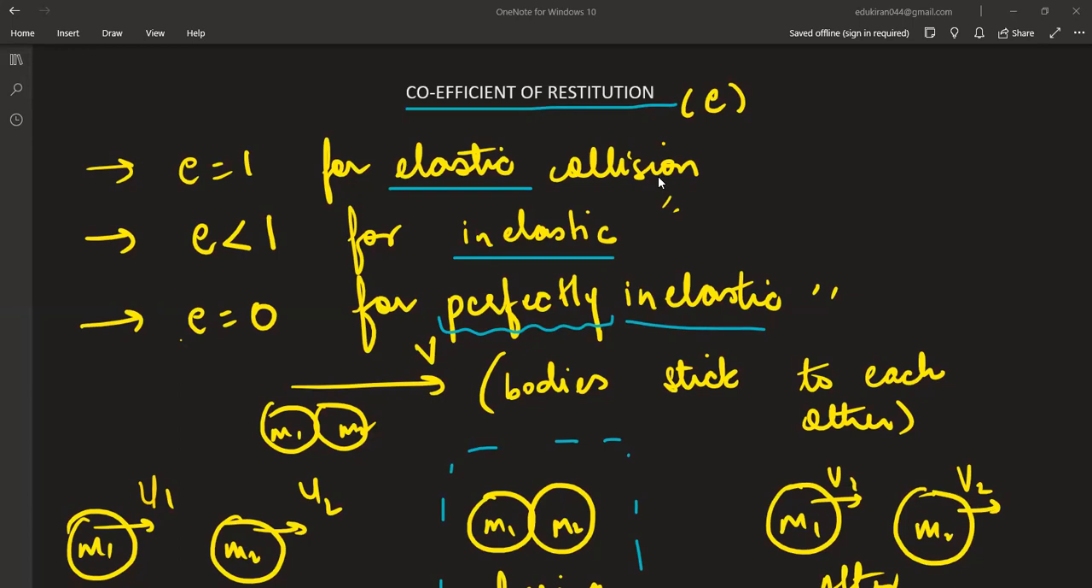Write it down. These values are specific for elastic and inelastic, but for different conditions, you will have to calculate it by yourself.